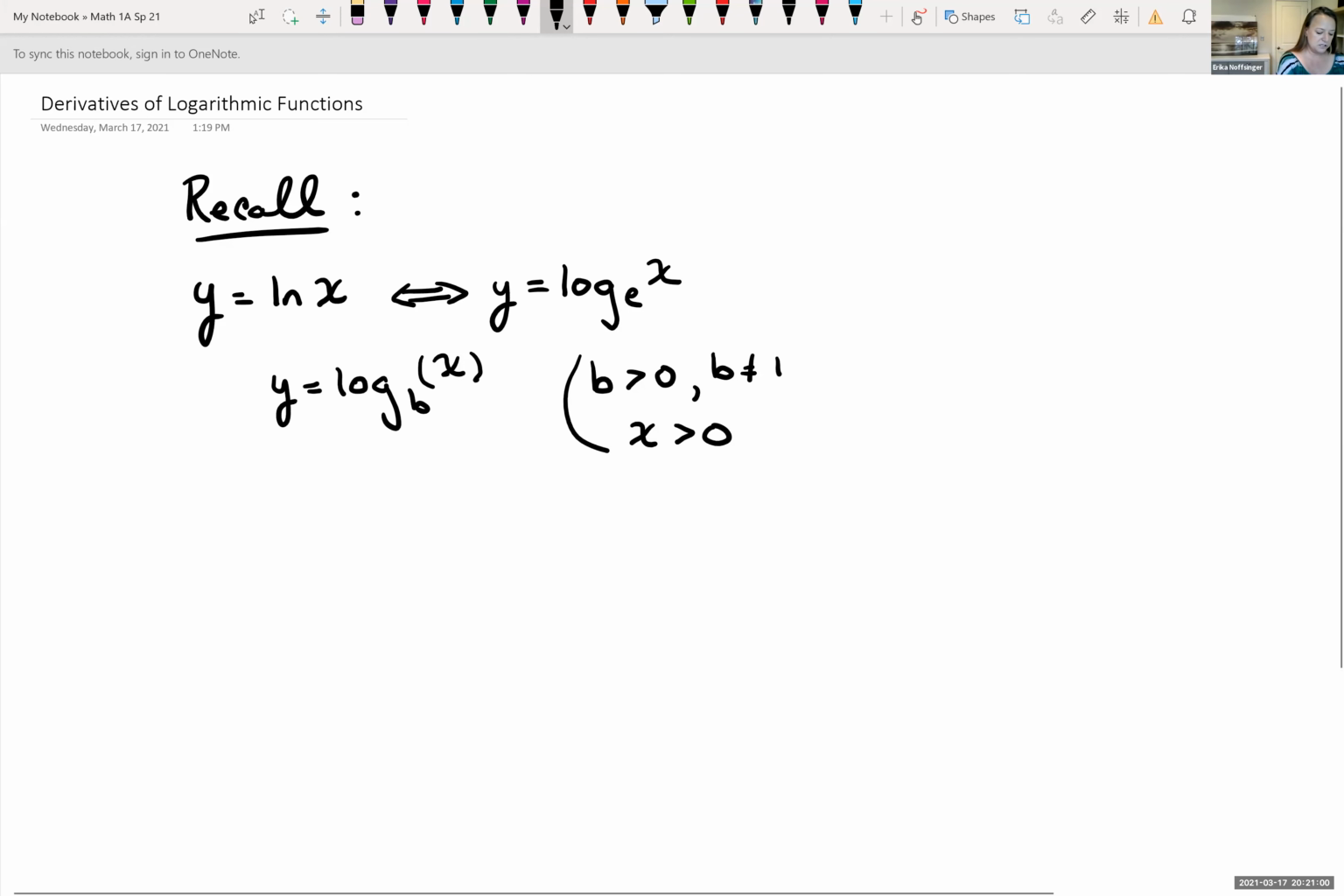So if those stipulations held, then logarithms are just exponential equations. They're the inverse functions of our exponential equations. To rewrite this, we take our base. Logs are just: what is that exponent that we can take that base to, to get back this value of x?